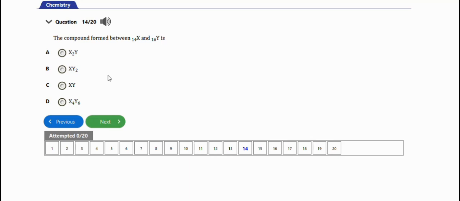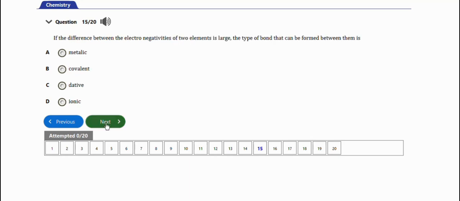The next question will be this one. It says if the difference between the electronegativities of two elements is large, the type of bond that can be formed between them is ionic. Option D, guys. Very important. Take note of this question. So it's either you call it ionic or electrovalent. They both mean the same thing in chemistry.